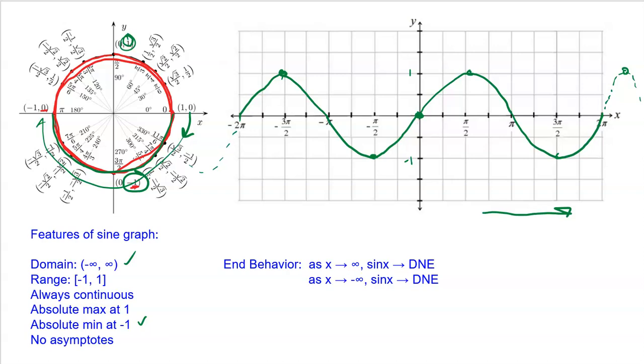So when we talk about, hey, as x gets really, really big, what's the function doing? What's sine of x doing? What's y doing? Well, it's not going anywhere. It's bouncing up and down. We call that oscillating. So that's why there is no answer there. That does not exist. There's no specific number that it's approaching. Same thing towards negative infinity. Which is pretty cool.